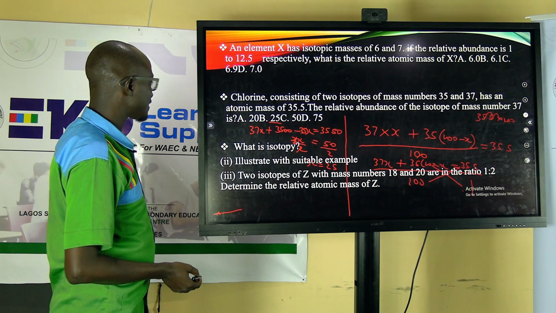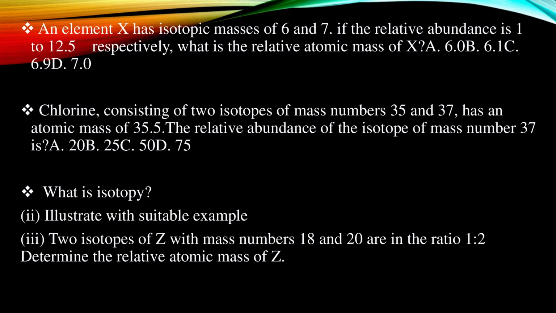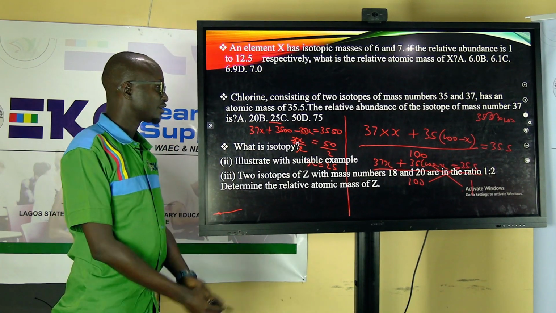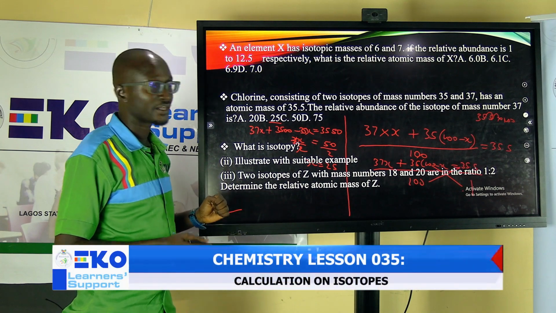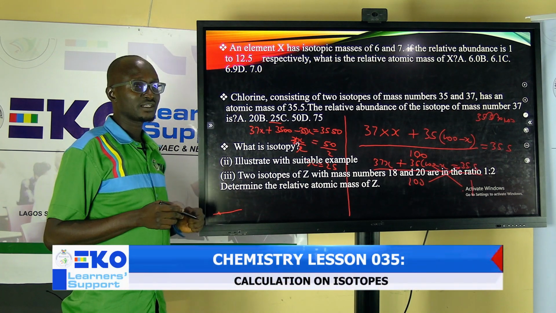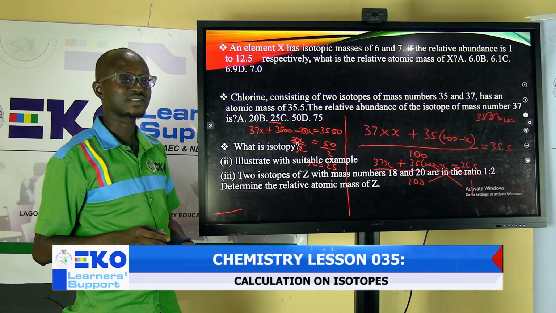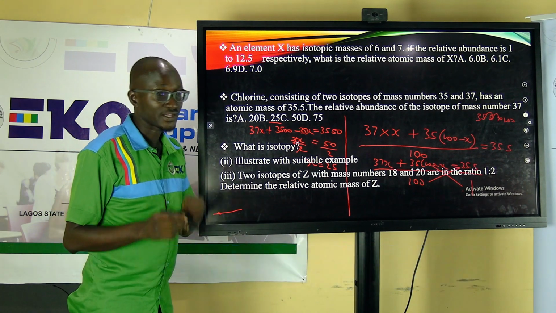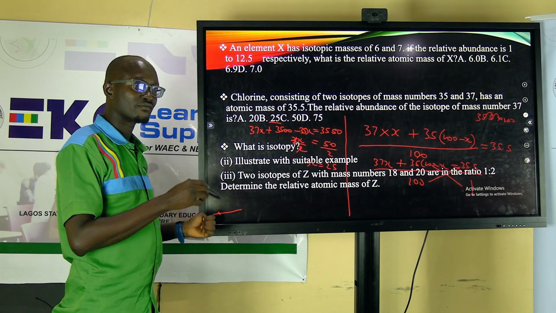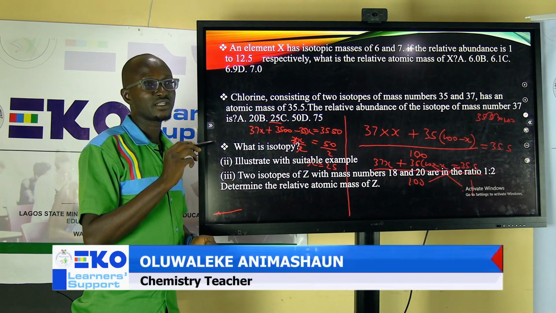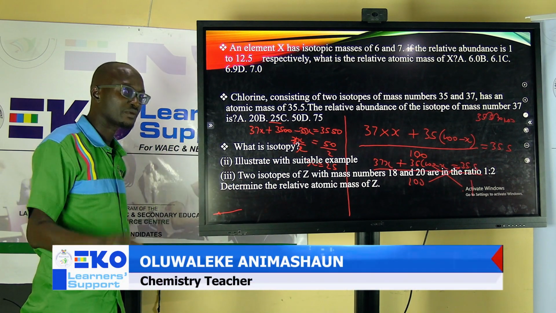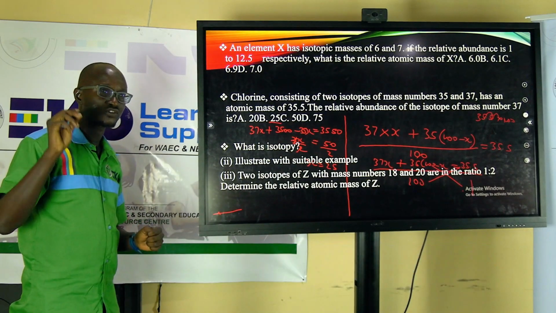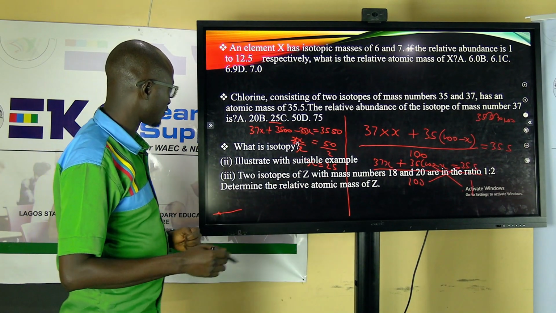So let's move to the next question. The next question: what is isotopy? Wow, I believe we all know that. We all know the definition of isotopy. If you have forgotten, remember that isotopes are elements that have the same atomic number but different mass number. Why do they have different mass numbers? They have different mass numbers due to the difference in the number of their neutrons. Remember, due to difference in the number of what? Neutrons. So that's very good. I know we understand that.